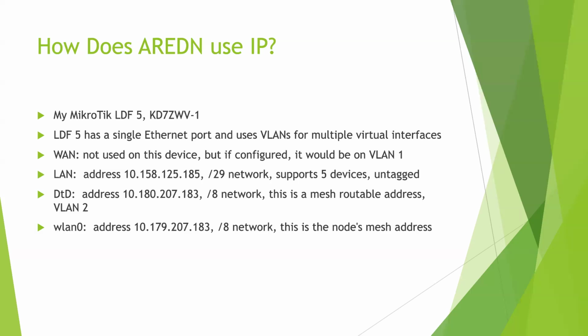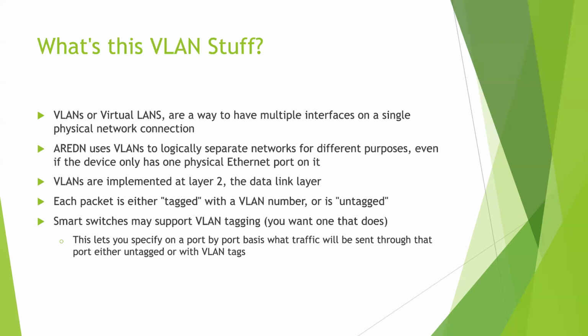Okay. So you can see how those are different between a device with a single Ethernet port and a device with multiple Ethernet ports. All right. So VLANs. VLANs are a way to have multiple interfaces on a single physical network connection. So remember, when we were talking about our terms up front, we talked about the difference between an interface and a port, where the interface is like a logical connection to a network, where the port is a physical connection to a network. Okay. So AREDN uses these VLANs to logically separate networks for different purposes, even on only a single Ethernet port.